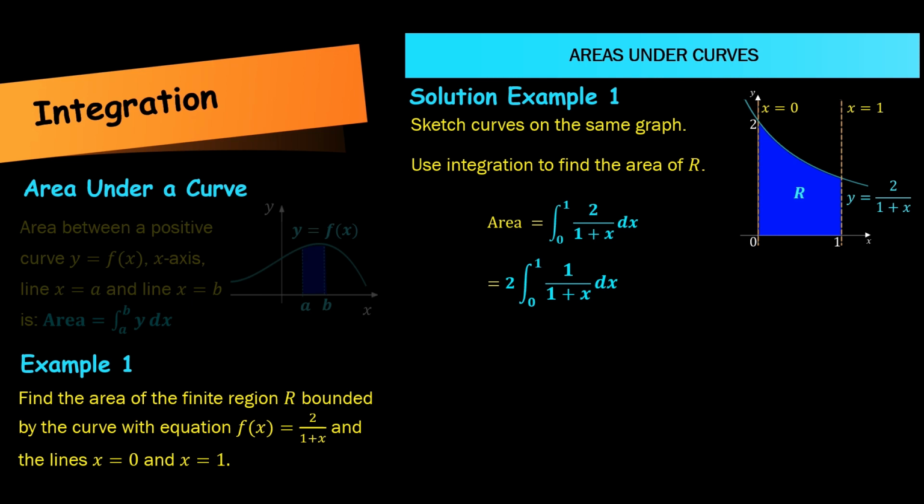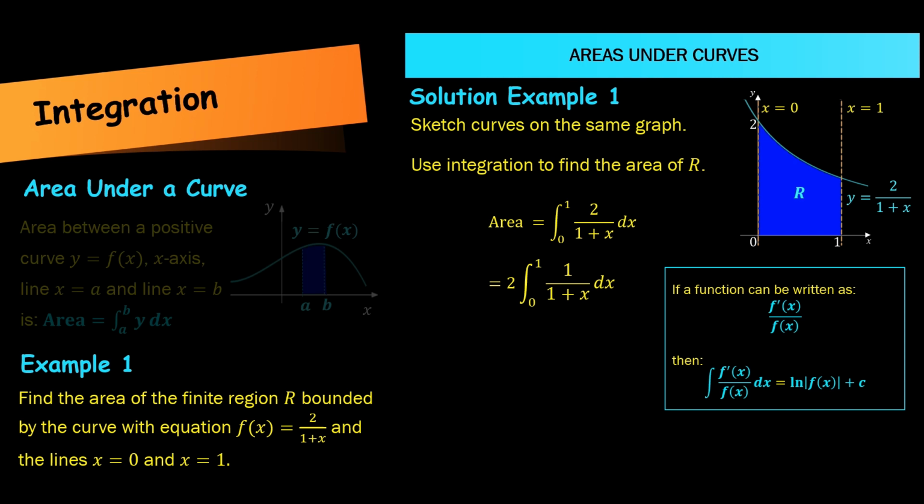This can be rewritten as shown. We're going to apply this rule in order to integrate our function. Since 1 over 1 plus x is in the form f dash of x over f of x, we can integrate it as shown. So we now have that the area is equal to 2 times ln of 1 plus x between the limits 0 and 1.